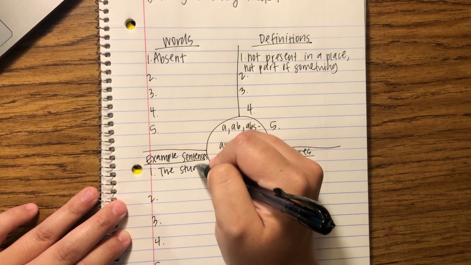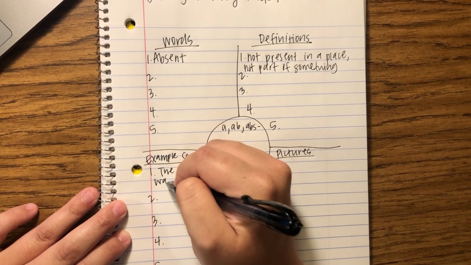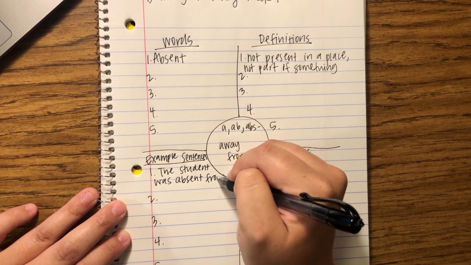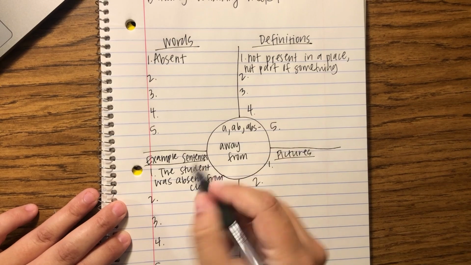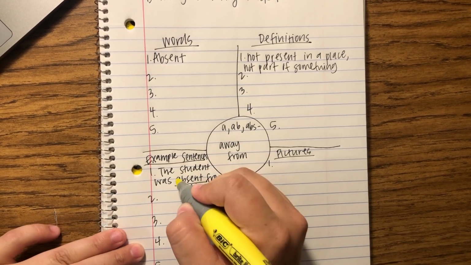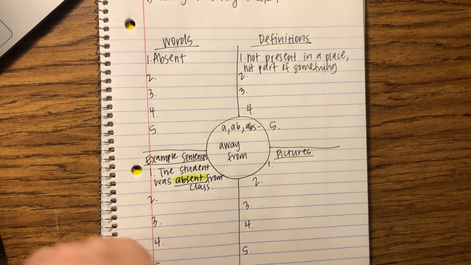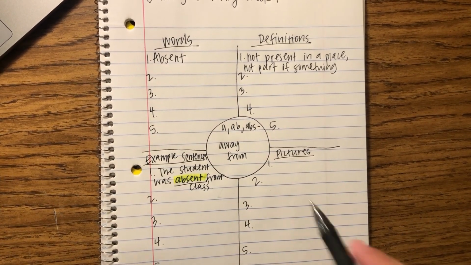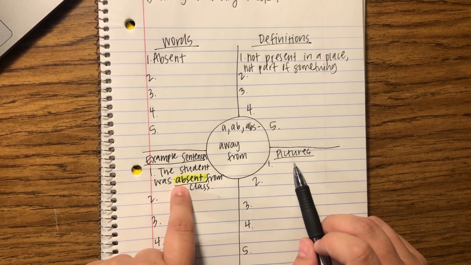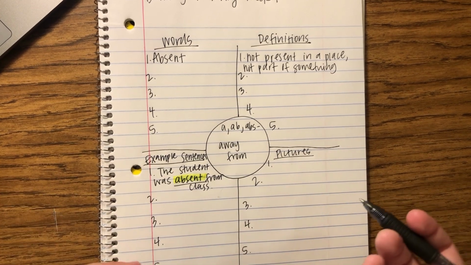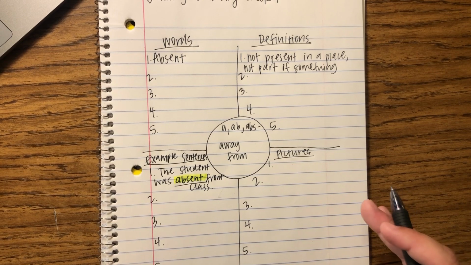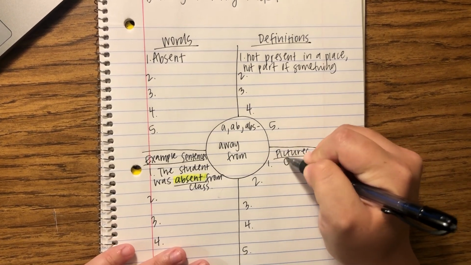The student was absent from class. And I'm going to go ahead and underline my word. I'm also going to grab a highlighter and highlight my word in that sentence so that it's super clear how we use our new word. Okay, they were absent from class. And then I'm going to think of a picture that shows what this word means. So the word absent means you're not a part of it, you are missing, you're not present in a place. So I'm going to draw a picture of 3 people.